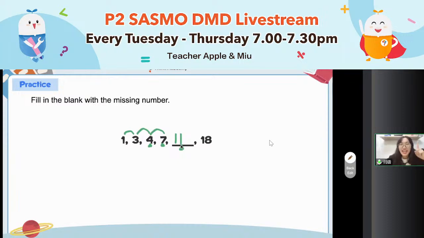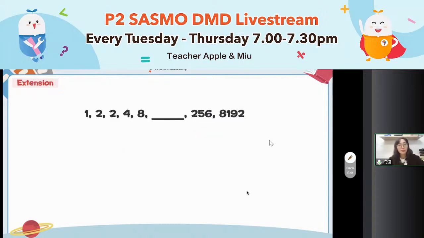But after that, again, you need to double check your answer, okay? Double check. How can we get 18? Look, we have 7 plus 11 equals 18. Understand? Okay? Good. And then extension question for you. Let me check how many of you can figure out this question correctly.